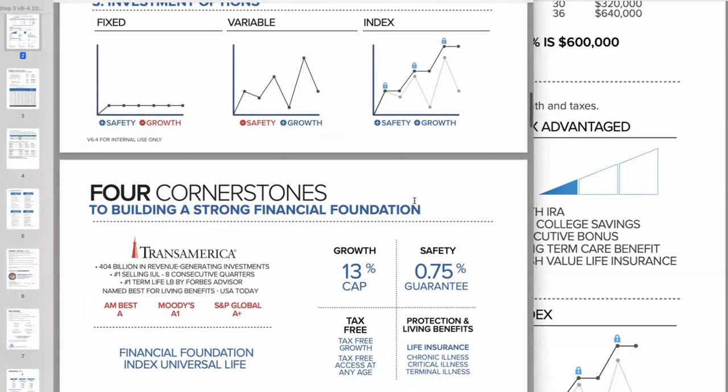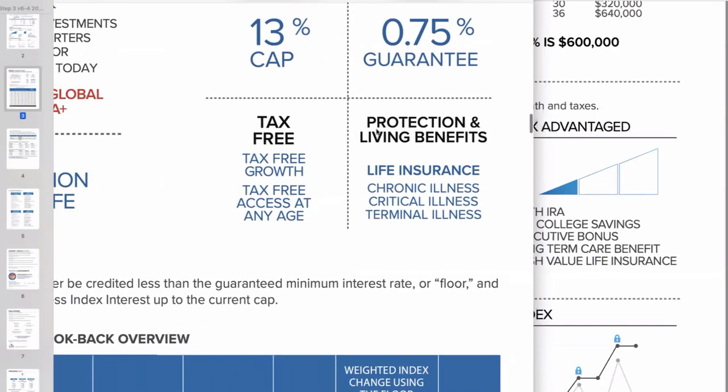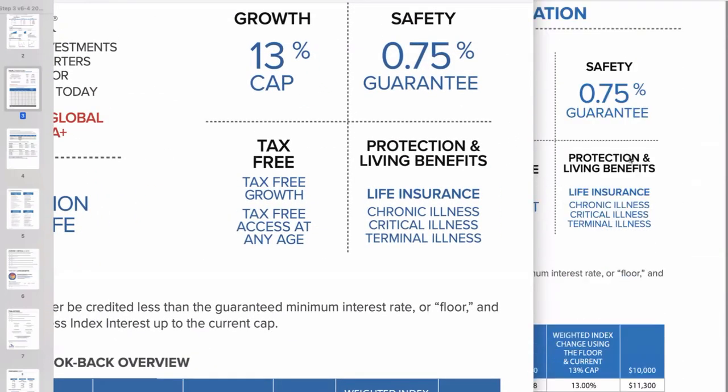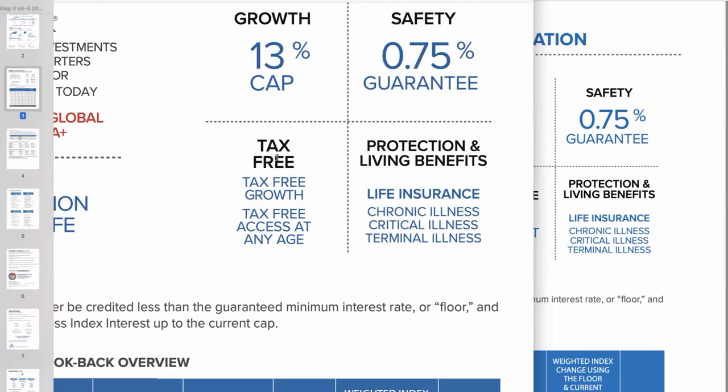Here's the other one. In the 4 cornerstones of the IUL, again, instead of tax advantage, tax-free access at any age. Tax-free, you have tax-free growth, meaning you do not pay any taxes on the growth inside of that account, and you have tax-free access at any age. Is that pretty good or what? All right. Small shifts, but can make a big difference in the language and the presentation that you put out there.